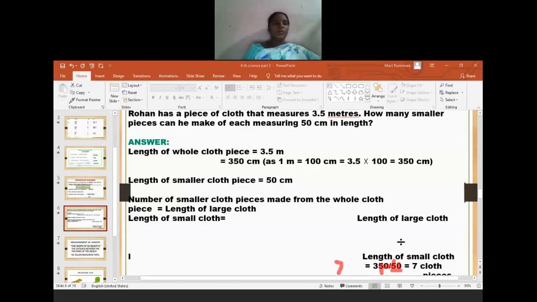So this is one more sum. Can you understand, children? The 3.5 meter cloth we have to convert into centimeter, since we need 50 centimeter small cloths. So the whole amount you are going to convert into centimeter. So we are going to multiply by 100, and 350 you will get. So the largest cloth divided by the length of the smallest cloth. 350 divided by 50, you will get 7 small cloths.